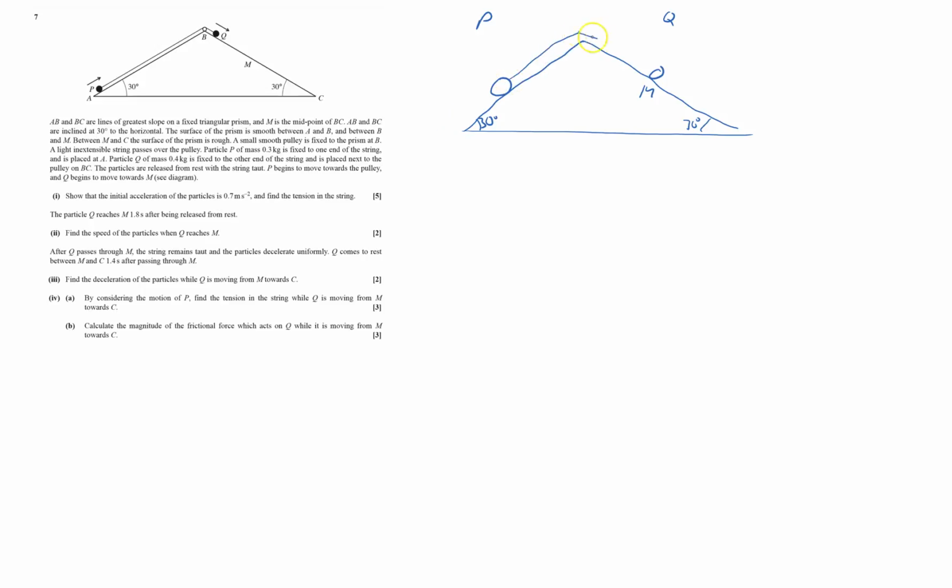Smooth pulley at the top, and the reason that's important is it means the tensions either side are the same. First thing, I'll put the forces on here: the weight going straight down, and this one's 0.3 g, and I've got a normal contact force R, and I've got tension, and the string must pull up. It's smooth between A and B, A's here, B's here, smooth all the way up. Actually, it's smooth from B until M, so there's no friction. I've got a smooth pulley, so I've got equal and opposite tension going the other way here.